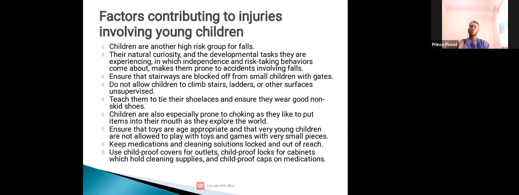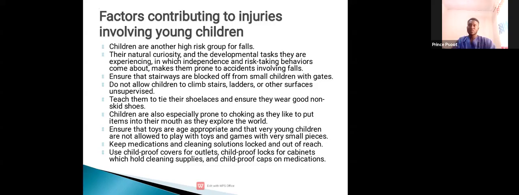So what do you do? Ensure that stairways are blocked off from small children with gates. Do not allow children to climb stairs, ladders, or other surfaces unsupervised. Teach them to tie their shoelaces and ensure they wear good non-skid shoes.